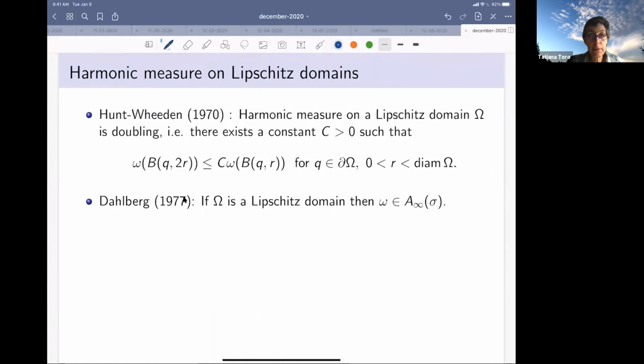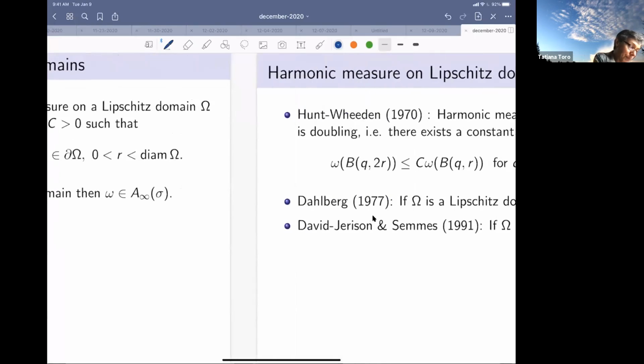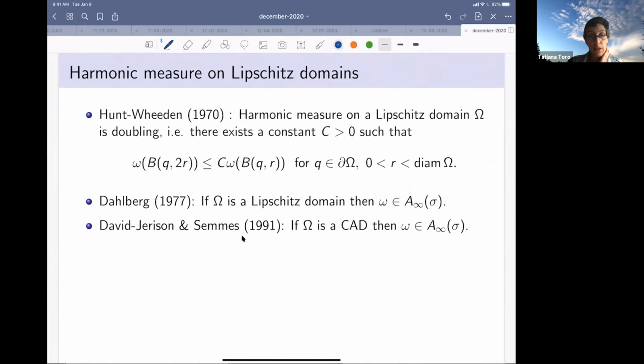A little bit later, Dahlberg proved that on a Lipschitz domain, more than this is true. That in fact, I will remind you what this means. It tells you that omega is absolutely continuous with respect to sigma and vice versa, and that there's a quantitative estimate. Okay, so let me tell you what that is. Before, let me tell you how that extends.